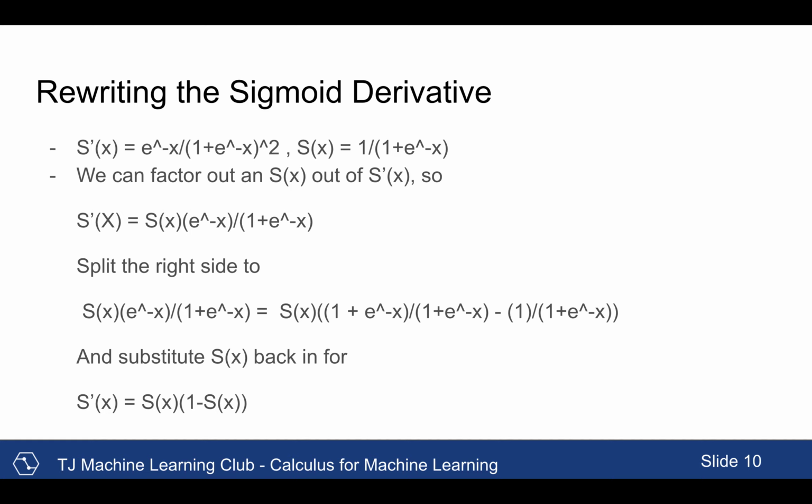So we can see the derivative of the sigmoid function equals the sigmoid function times 1 minus the sigmoid function, which is cool because when we're programming, we don't actually need to, we can just use the sigmoid function in order to find the sigmoid derivative.